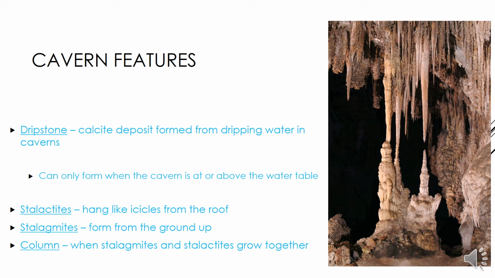A column, on the right here I have an example of two columns. They form when stalagmites and stalactites grow together and become one structure from the ground up.